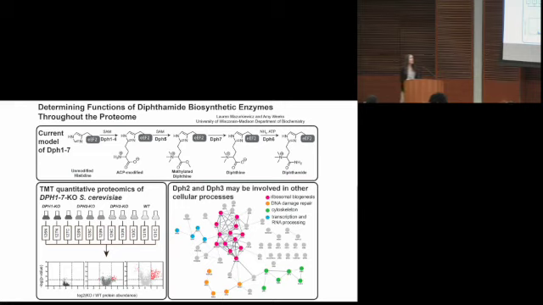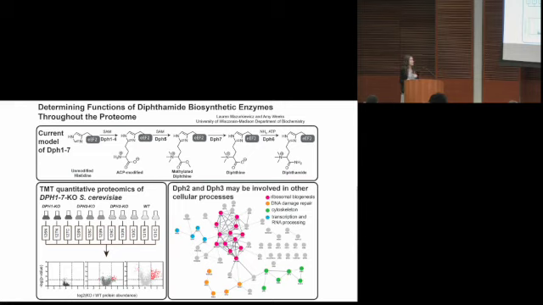I labeled each of the DPH1 through 7 knockout yeast strains with different tandem mass tags. I analyzed these samples using LC-MS/MS and quantified the relative abundance of each protein in each knockout relative to the wild type. From this, I was hoping to see upregulated or downregulated proteins that might indicate processes DPH1 through 7 is involved in.